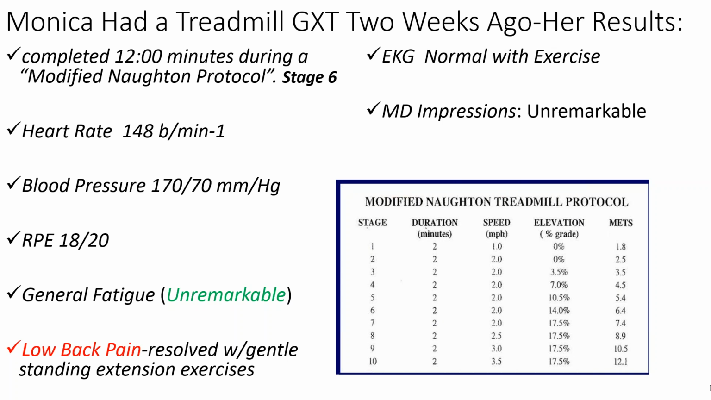She did experience low back pain, and when she got off the treadmill, she had to place both of her hands in the small of her back, in the lordotic curve, in the lumbar spine, and lean gently into that. And in approximately a minute after that, the pain resolved. It went from below the buttocks up, and it centralized, and then it disappeared. The EKG was normal with exercise, and again, her physician's impressions were that the test was unremarkable.